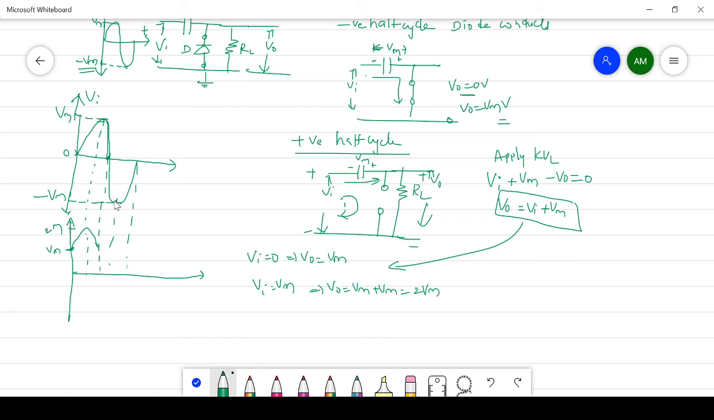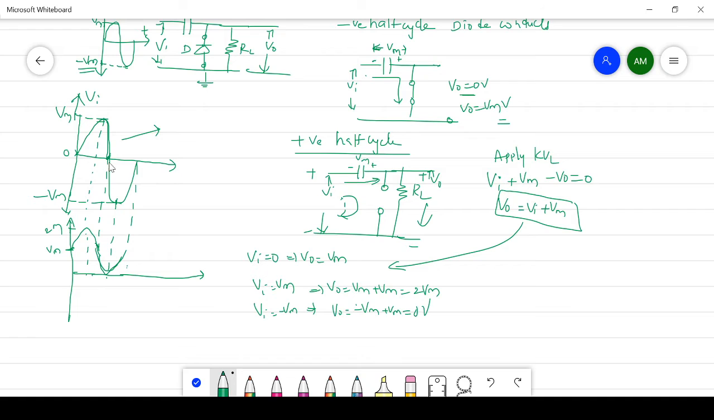Next, whenever Vi is minus Vm, then V naught is equal to how much? Minus Vm plus Vm, so 0 volts. This is the output waveform. The actual input signal is completely moved upwards.